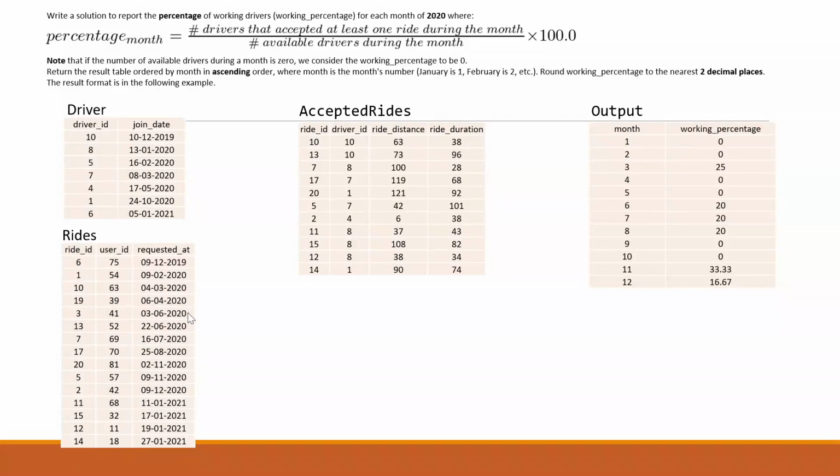In the rides table, we have the details of all the ride IDs, basically who requested those rides and at what date they were requested, right? That is the information we are given in the rides table. And then we have the accepted rides table, which has the information of all the rides from this list of ride IDs that actually got accepted by some driver, and the corresponding information about that individual ride, right?